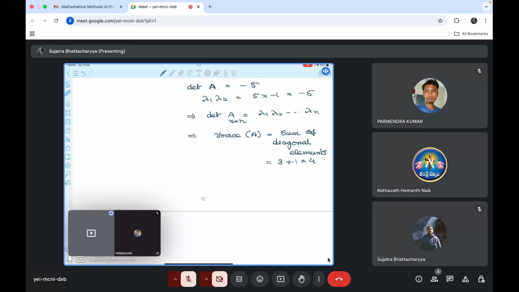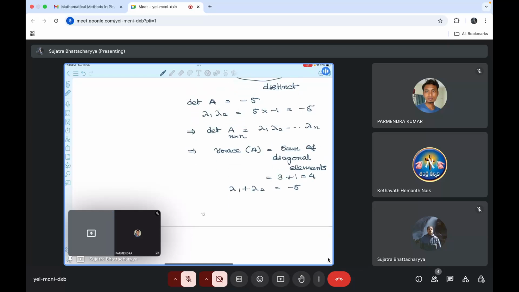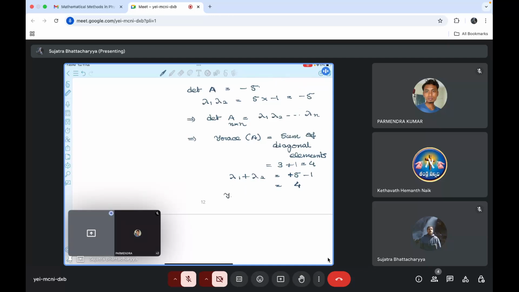Just check one important thing. Lambda 1 plus lambda 2, if you do. So what will happen? This is 5 minus 1. That is 4. So another important property, the trace of A, and we'll generalize it for an n by n matrix, will be lambda 1 plus lambda 2 plus so on up to lambda n.